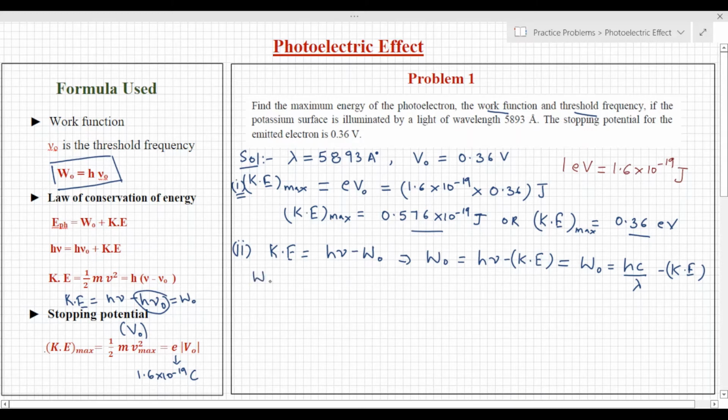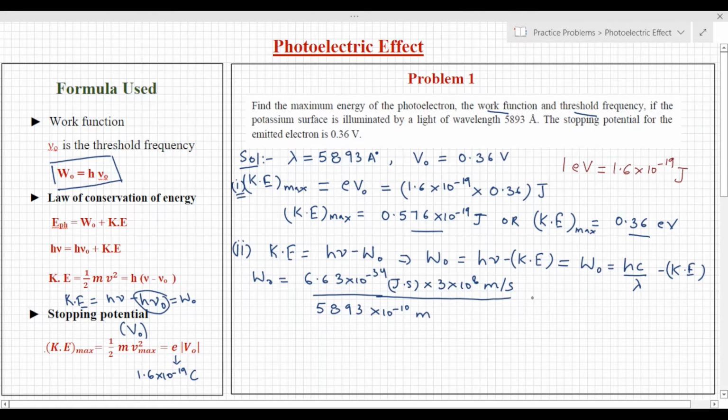So work function: h is Planck's constant, 6.63 into 10 raised to the power minus 34 joule second, so it is in joule second, multiplied by c, the speed of light, 3 into 10 raised to the power 8 meters per second, divided by lambda, which is 5893 angstrom. I am converting it into meters: 5893 into 10 raised to the power minus 10 meters.